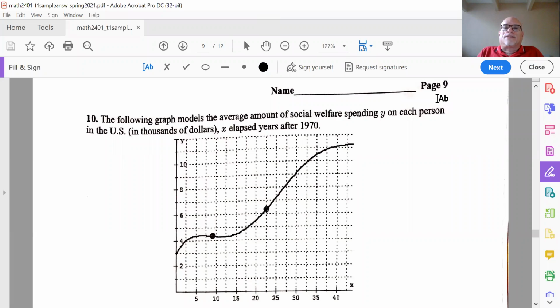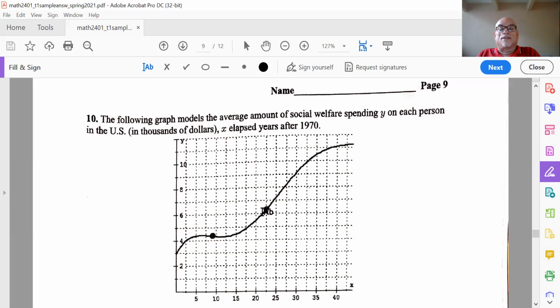Okay, so we're back here. Let's look now at another problem, problem 10, which is going to be kind of similar to the previous problem. We're asking some calculus questions here, but again in context. This graph models the average amount of social welfare spending. That's the value that we're calling y, measured in thousands of dollars, the average amount per person. The input values along the x-axis are elapsed years after 1970. So a 0 here would be 1970, a 5 would be 1975, etc., up to 40, which would be 2010.